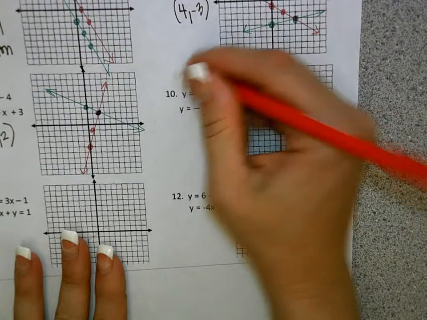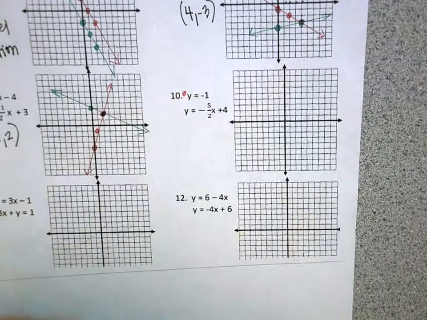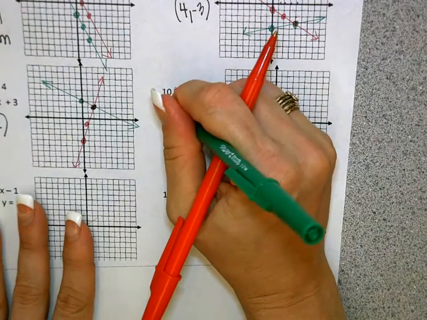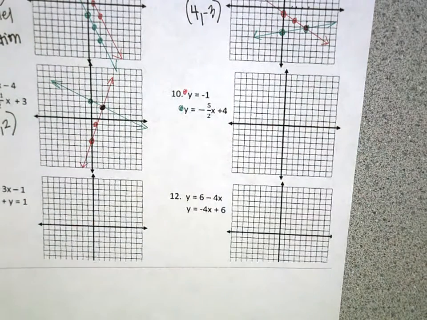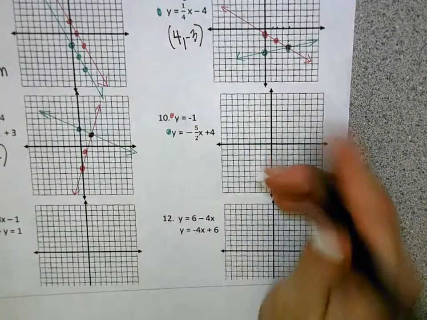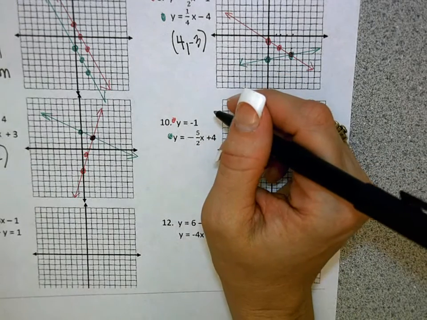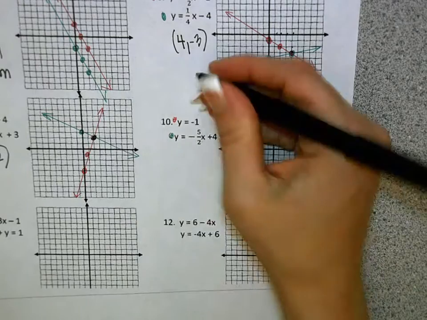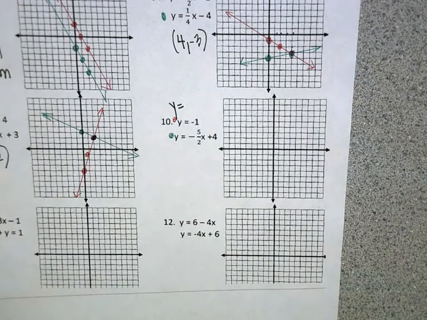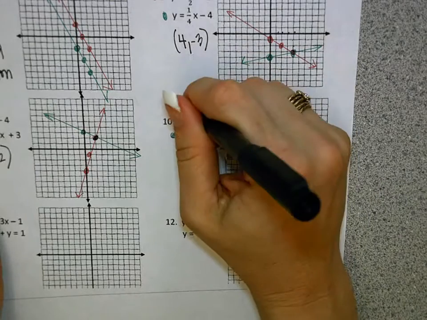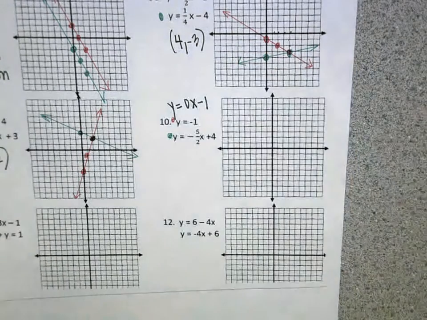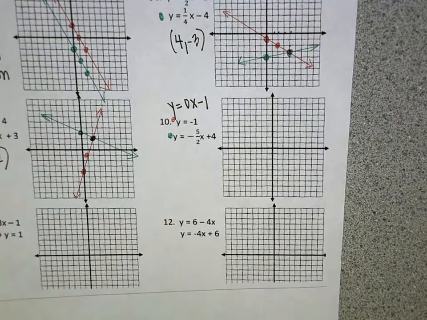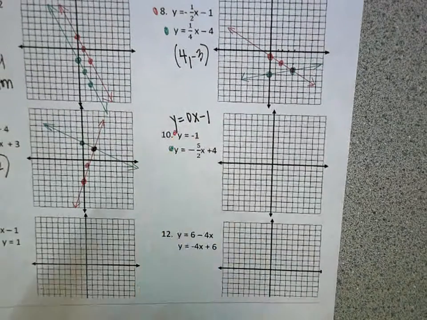Number 10 is just a little bit different. For the y equals -1, what's missing there in the equation? It's supposed to be y equals mx plus b. Is there an x in that equation? No. So this is y equals, what's attached to the x if it's just missing? A 0. 0x minus 1. So if I was to write that in slope-intercept form, it would be y equals 0x minus 1.